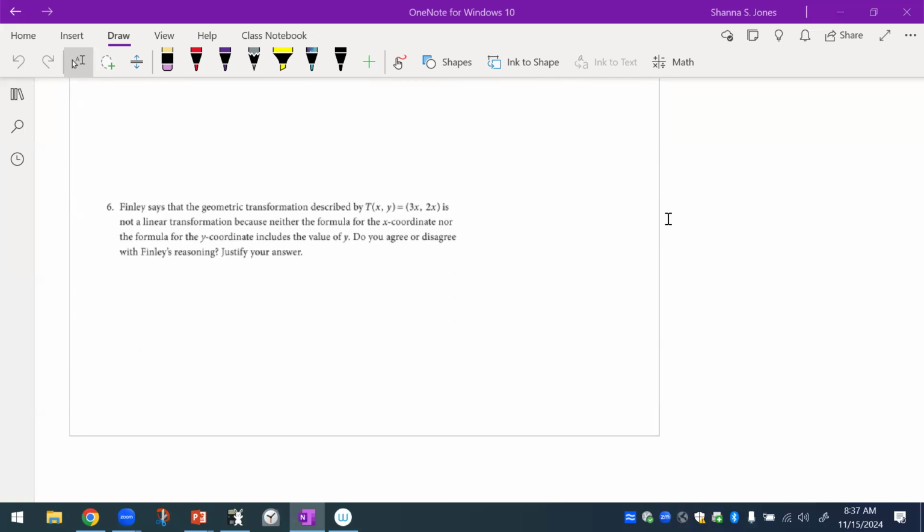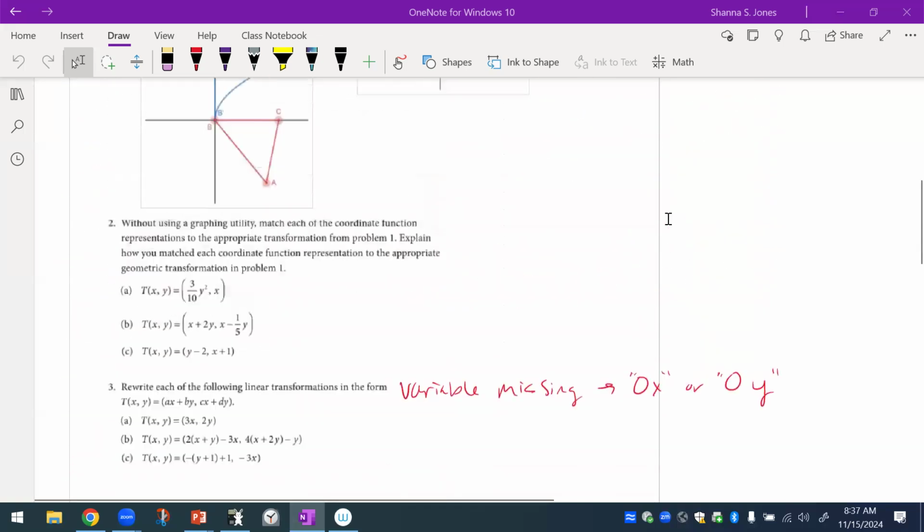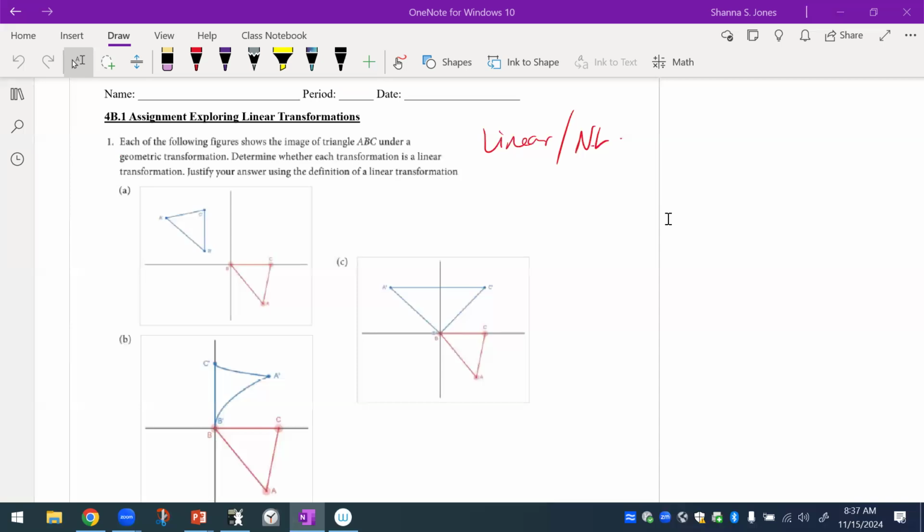Okay, so that's what your assignment was supposed to be over. It wasn't meant to be hard. It was meant to make you make connections between the notes that you took.